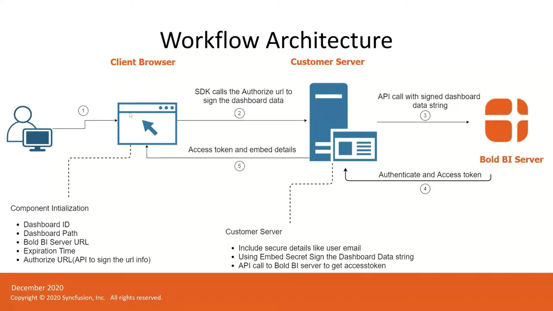So when the user requests a dashboard embedded page in their browser, it will initialize and run the dashboard SDK component. This component will call the authorization server with values containing the dashboard ID, path, server URL, expiration time, and other initial parameters. This customer server will send the details received from the embed SDK component along with user information, including the embed secret, to contact the Bolt BI server, where it will request an access token and dashboard information.